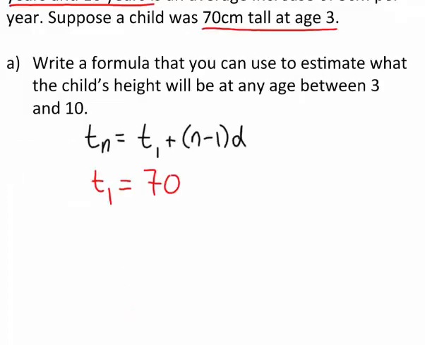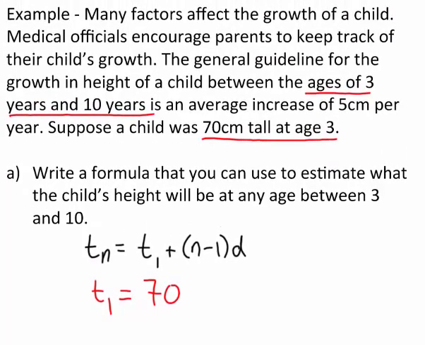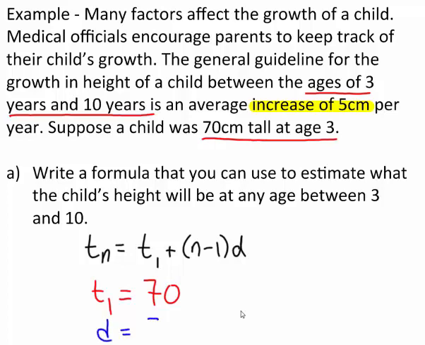Next, we need to have our D, and the D is the amount that something is changing each time. And so I'm going to look back up at my question and notice that there's an increase. And the word increase is going to clue me in to the fact that something is changing. And the increase is 5 centimeters per year. So I'm going to go with my common difference D is equal to 5.